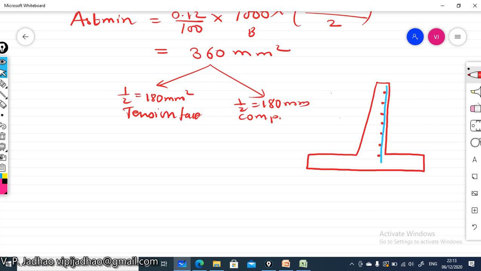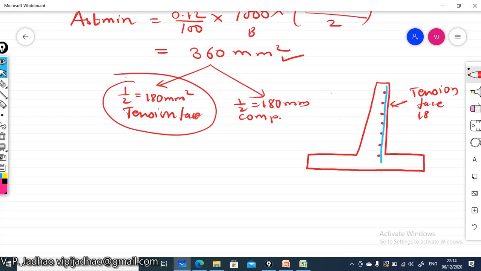Okay, so what we will be doing, we have got this 360 mm², so half of this will be provided on the tension face. This is our tension face, so half, that is 180 mm², will be provided on this tension face as a distribution steel. These bars are our distribution steel reinforcement. Okay, half will be provided like this, and the remaining half, we will be providing this 180 mm² on the compression face, like this.